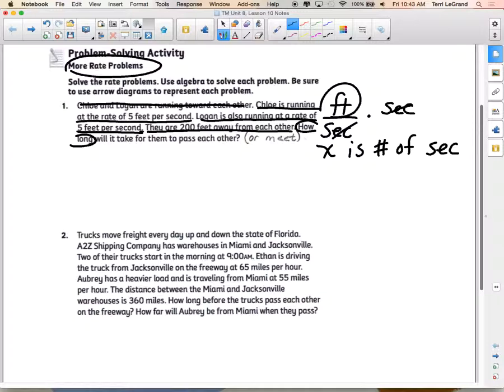Okay, well they asked us to use arrow diagrams, so we're going to go along with that. They're running towards each other. So here's Chloe. She's headed that way. Let's just call this arrow Chloe. And Logan is coming towards her. So there's Logan.